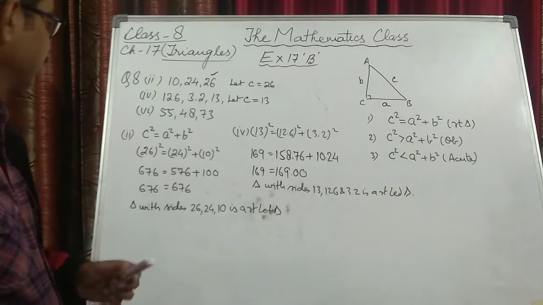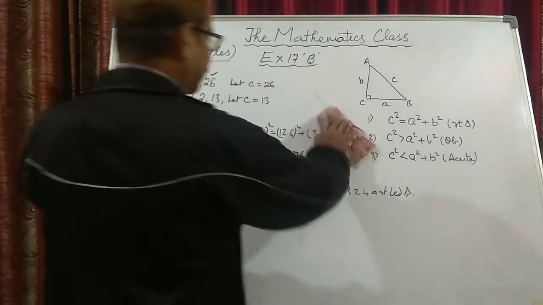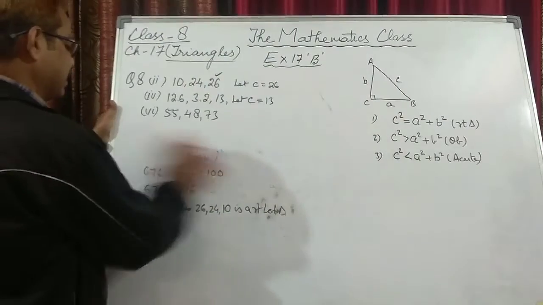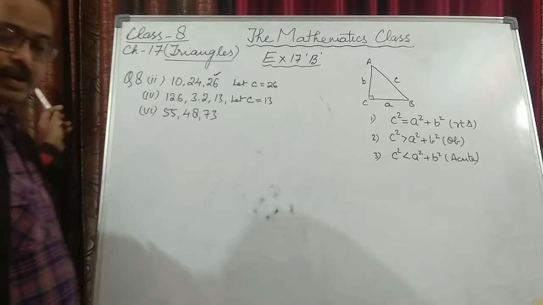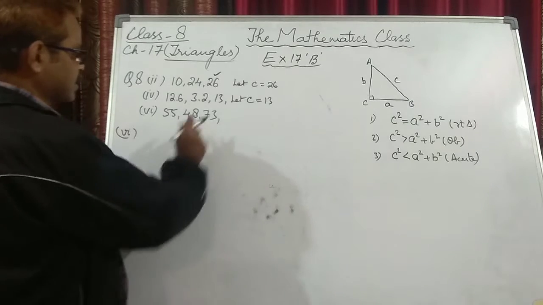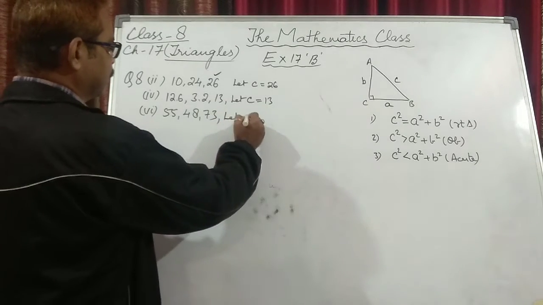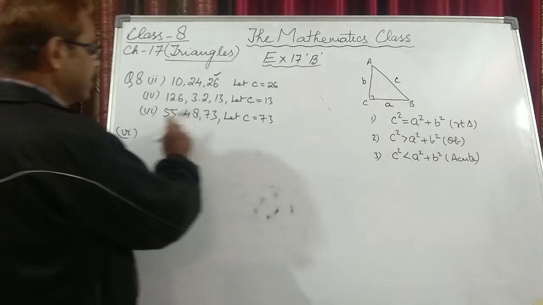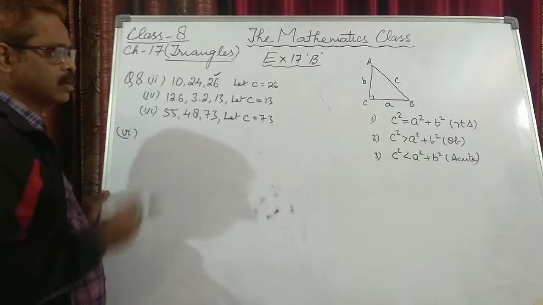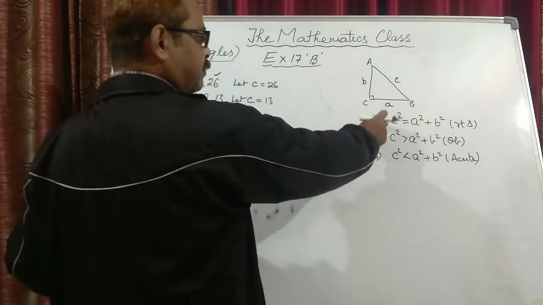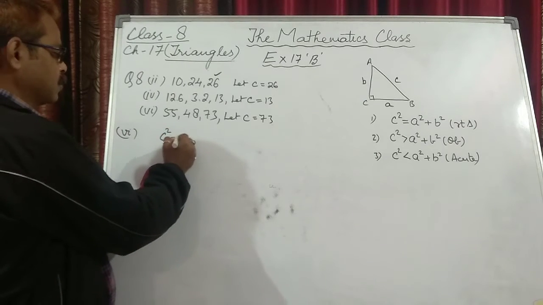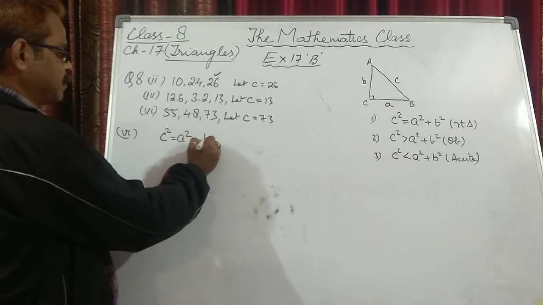Similarly, we can check with 55, 48 and 73. Let's check in the last part. In the sixth part, we will assume that the longest side is 73. So we will say let C be equal to 73 in this particular question. Now when C is equal to 73, we know to prove a right angle triangle, we have to follow the first rule. So according to the first rule, C square is equal to A square plus B square.